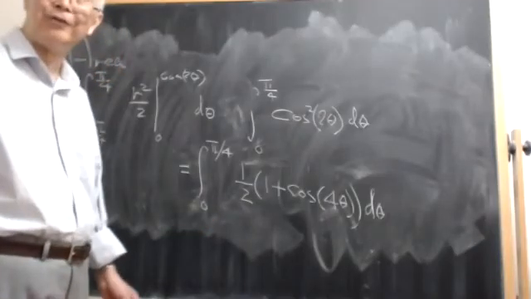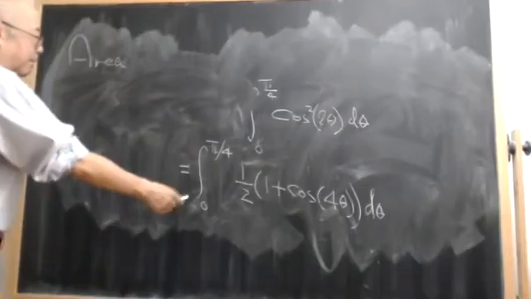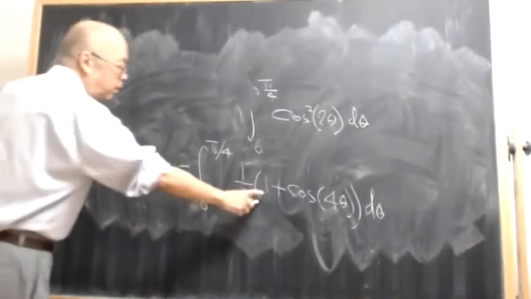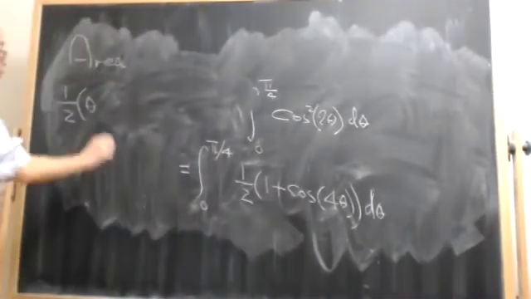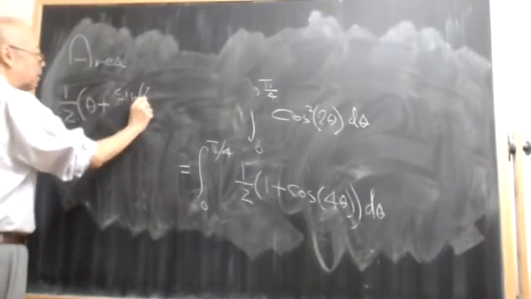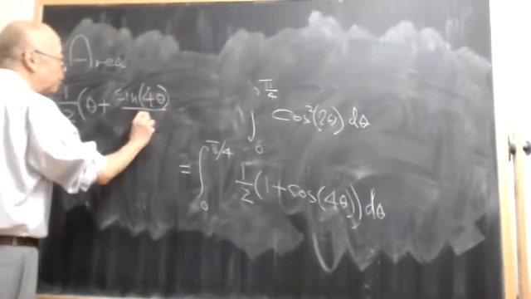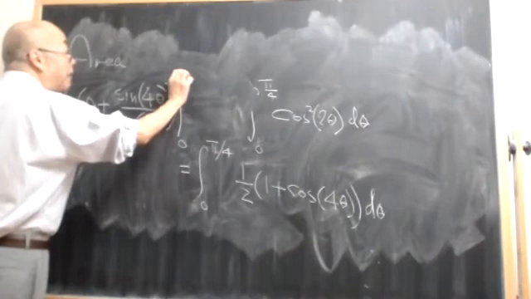You have to use the half angle formula. Okay? Let me erase this. Let me finish this one first before you ask. So I am going to have 1/2. Well, this one is easy to integrate, it is theta. This one is also easy to integrate, sine 4 theta over 4. And then you evaluate at 0 and pi by 4.